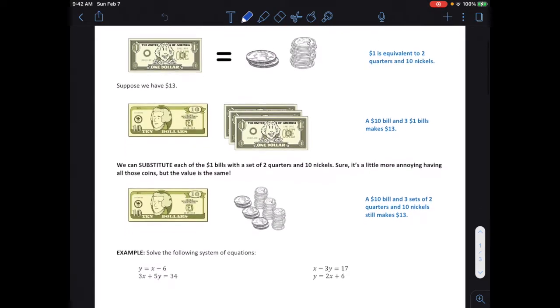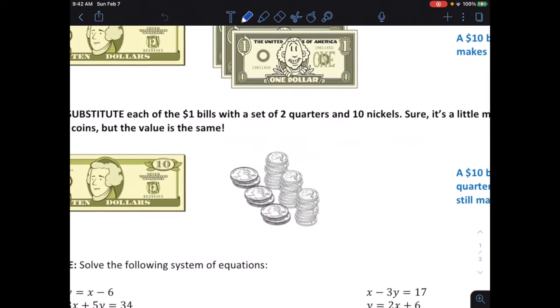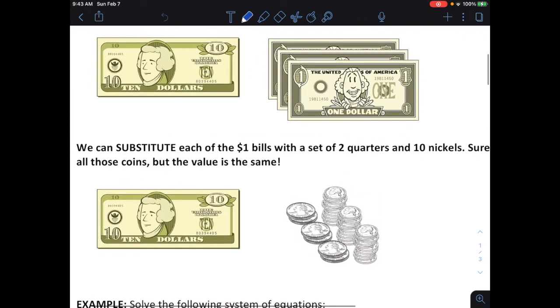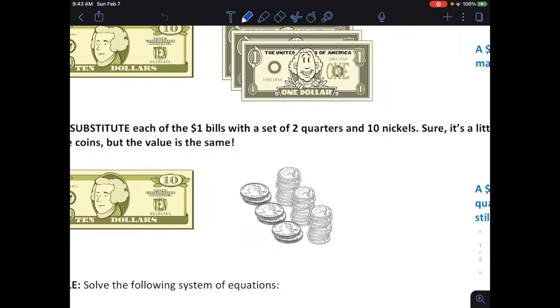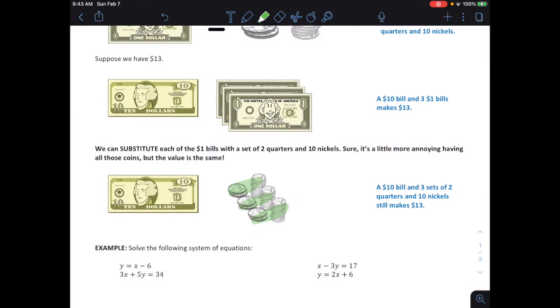While it might be better to keep the dollar bills, you could replace or substitute a bunch of coins for each one of those $1 bills. And you can see that down here we've done some substitution, and we have a couple of quarters and some nickels for each one of those $3 bills. So here we have $1 bill represented, $2 bills, $3 bills. Okay, so yeah, it might be kind of annoying to have all those coins, but you still have 13 bucks. All right, and this is kind of what we're going to get to today.